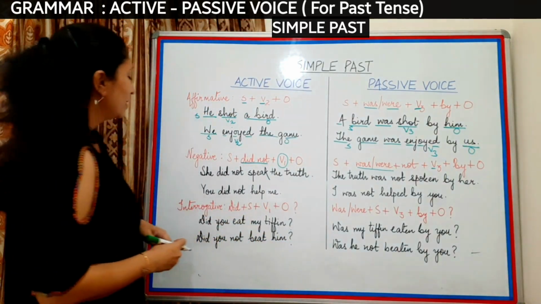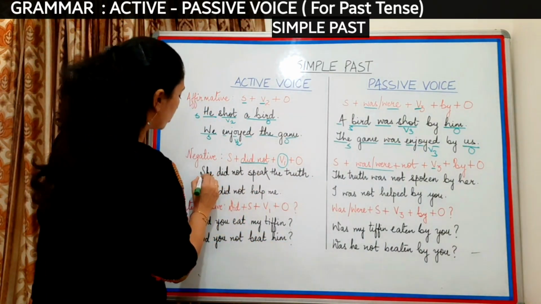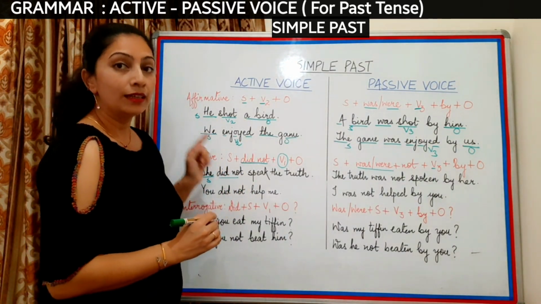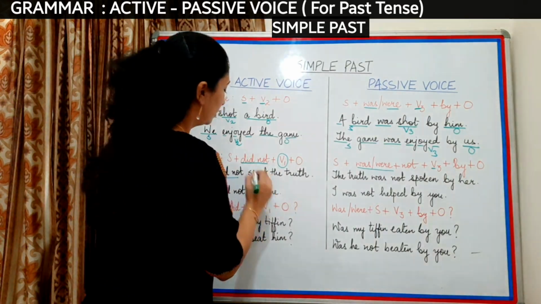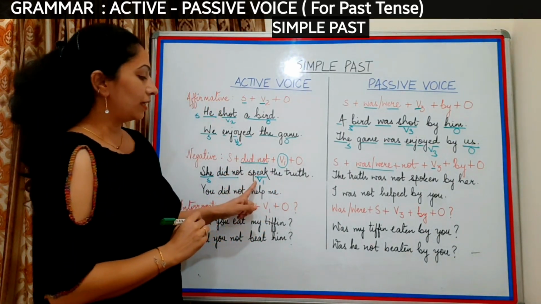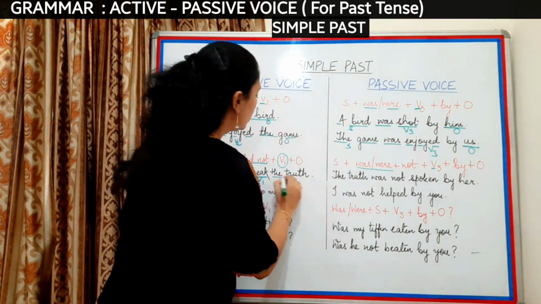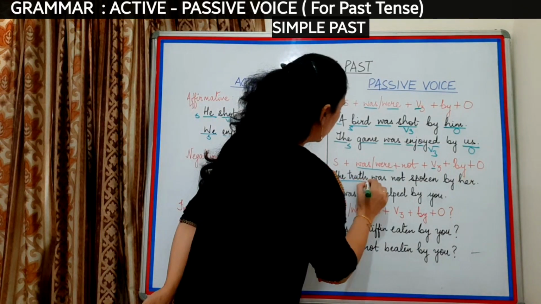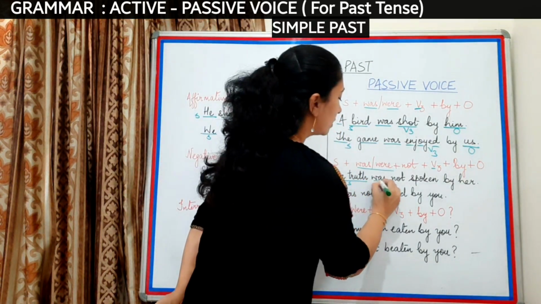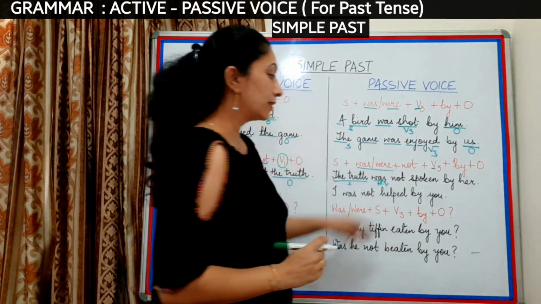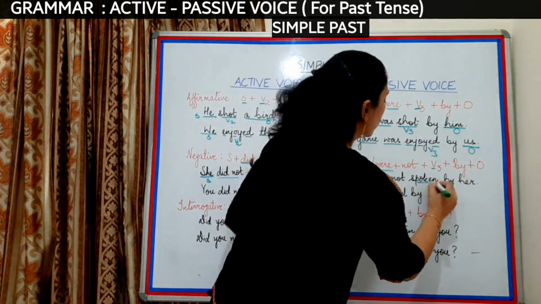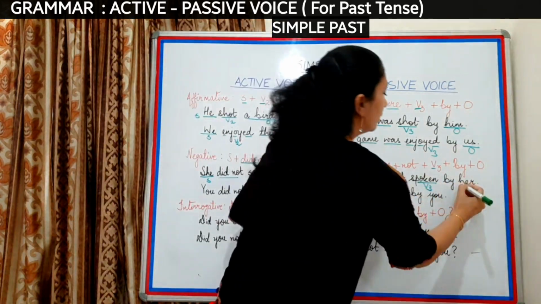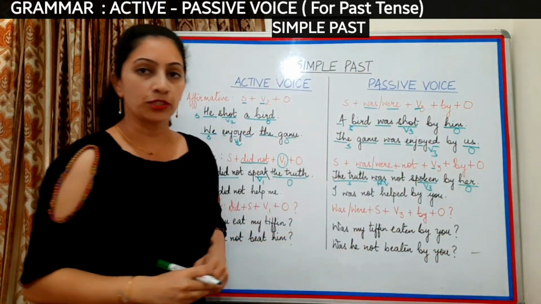So let's start with the examples. She did not speak the truth. So she is the subject. Did not again tells us that it is in past, negative. Speak. Because I am using did here, I use the V1 form of the verb and the truth is object. Let's interchange the positions here. The truth here will become subject. Was is the helping verb. Not because it's a negative sentence. Spoken is the V3 form of speak. By her, and her becomes the new object.